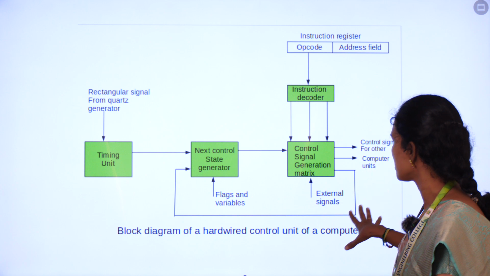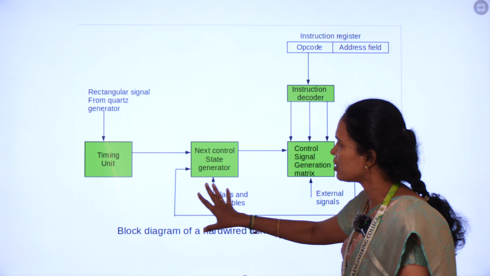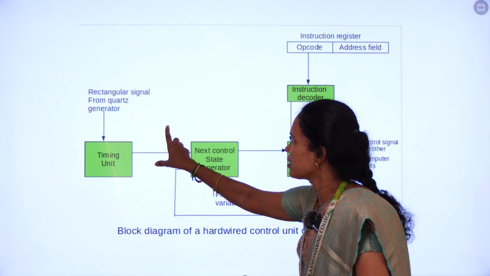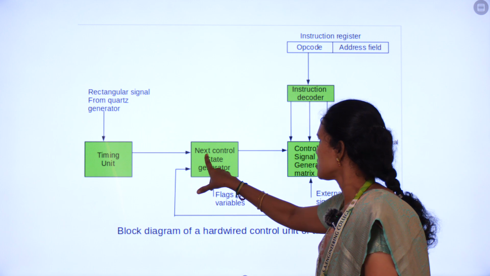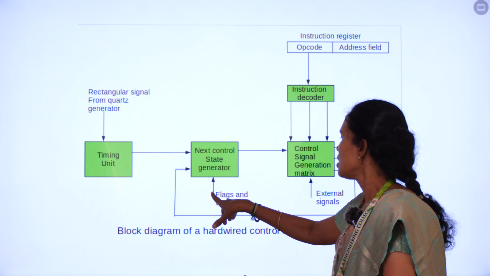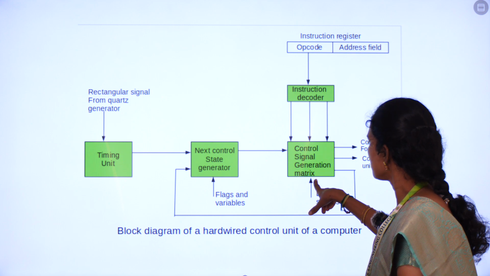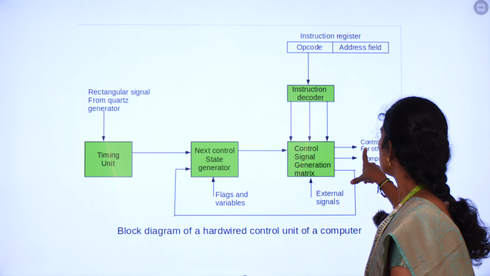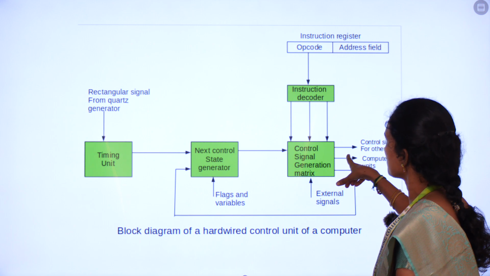So this is the main structure of hardware control unit. You will have the timing unit, that is rectangular signal from quartz generator. After the timing unit, it will be passed to the next control state generator. From the control state generator, it will go to the control signal generation matrix. From here the control signals for other computer units will be passed.